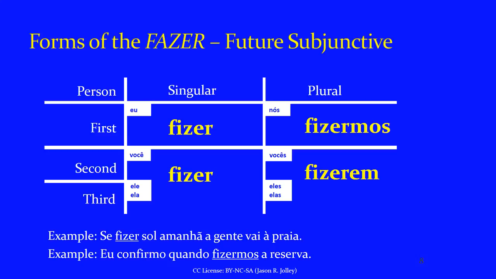Now finally, in our review of the forms of fazer, I want to present the future subjunctive forms because you'll hear them a lot in spoken Brazilian Portuguese, and you should at least be able to recognize that these forms of fazer pertain to fazer. So, in the first person singular, eu, it's fizer, você fizer, ou ele fizer, ela fizer, nós fizermos, and vocês, eles, elas fizerem.